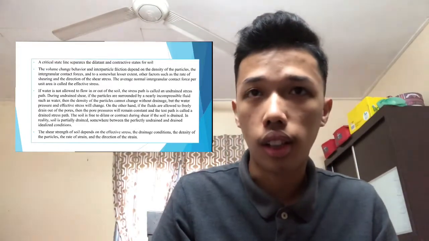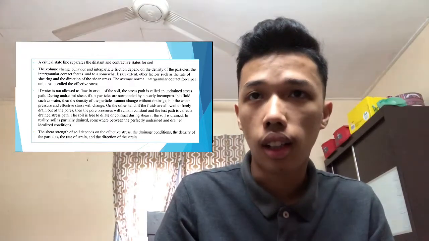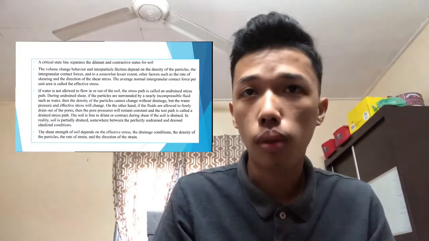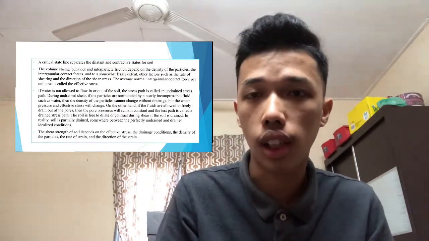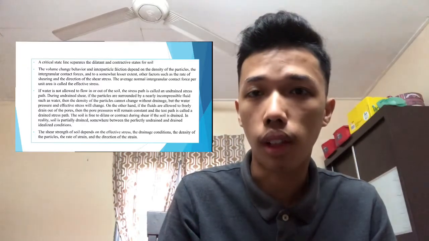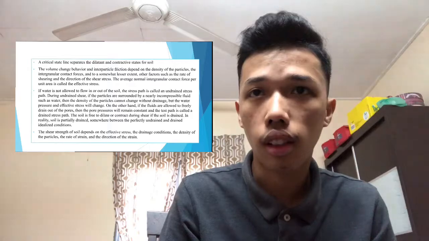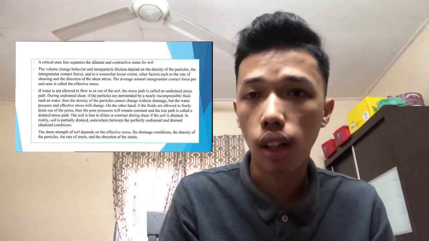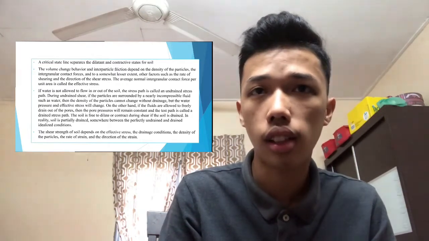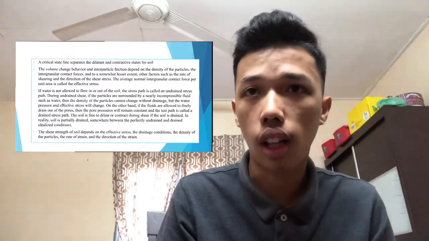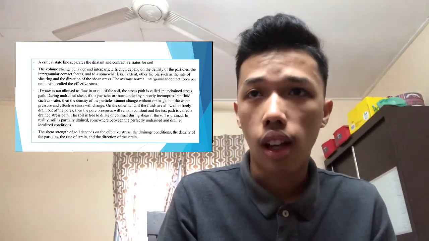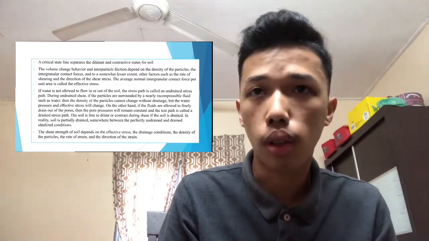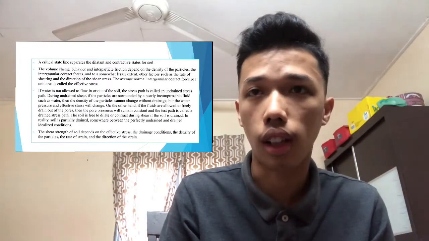Next, a critical state line separates the dilatant and contractive states for soil. The volume change behavior and interparticle friction depend on the density of the particles, the intergranular contact force, and to a somewhat lesser extent other factors such as the rate of shearing and the direction of the shear stress. The average normal intergranular contact force per unit area is called the effective stress.